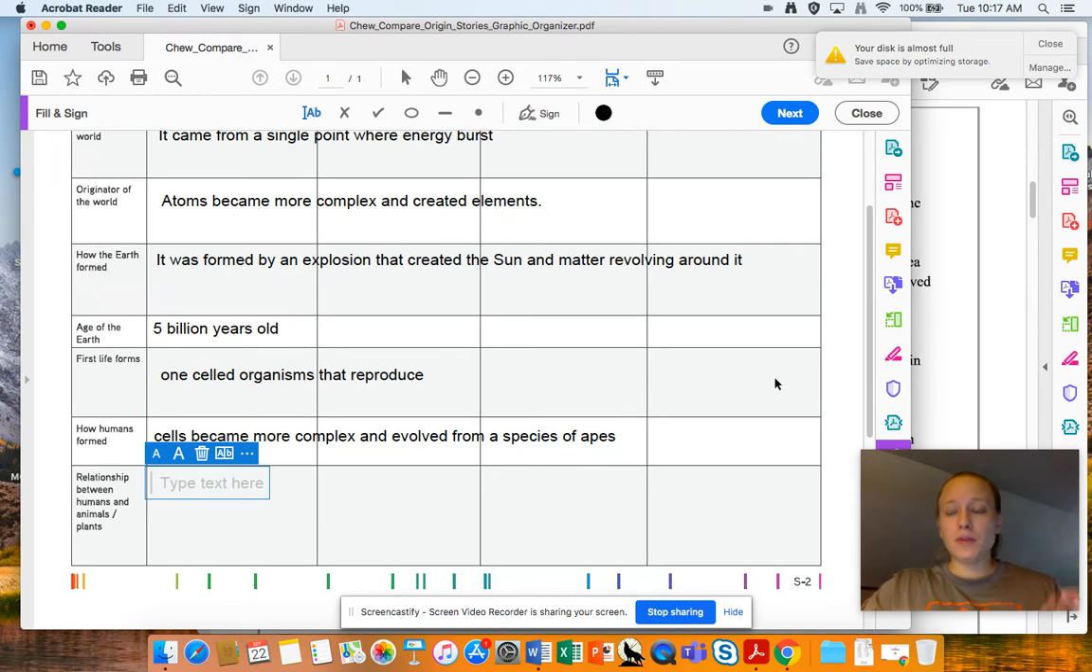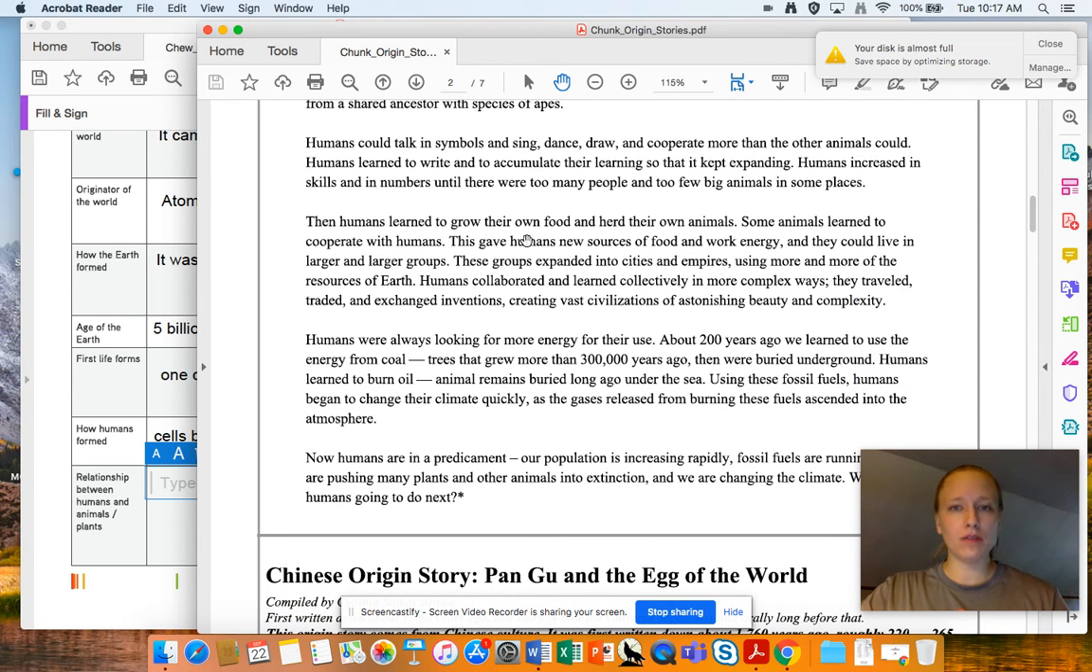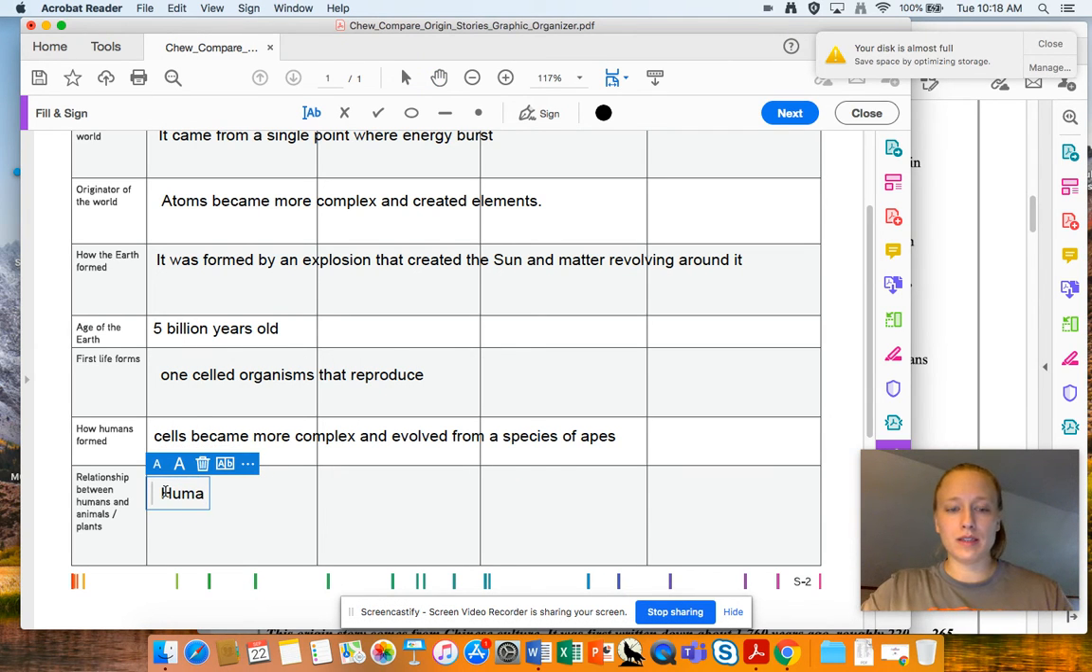Right, what is the relationship that humans have with plants and animals? So once humans evolved, they grow their own food, they herd their own animals, they eat the animals, they eat the food, and as we get down closer to the end, it talks about how humans are slowly using up resources. So our relationship with animals and plants are pushing plants and animals into extinction. So humans eat plants and animals.